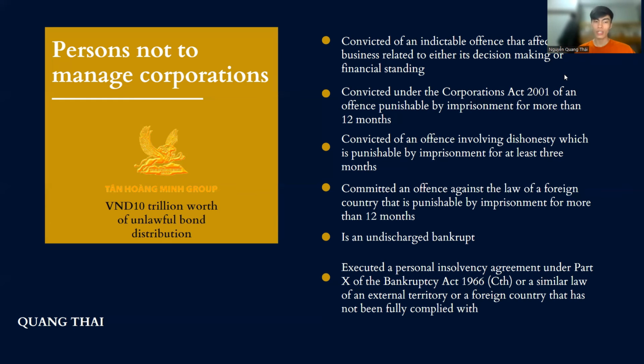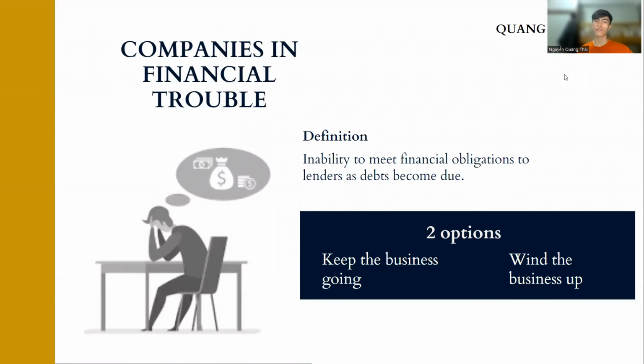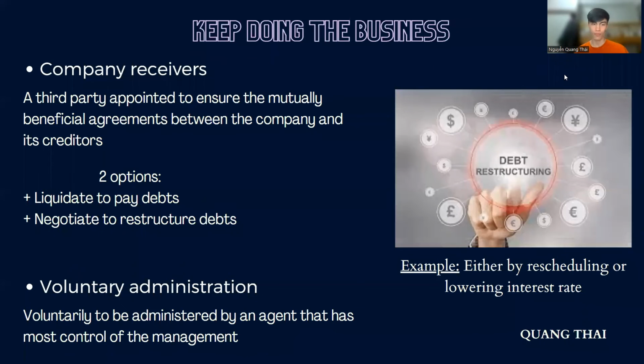And next, we're gonna talk about companies in financial trouble, which are companies that do not have the ability to meet financial obligations to lenders as debts become due. And there are 2 options for them when this happens. Number 1 is keep the business going, and number 2, wind the business up. So let's talk about the first one, which is to keep the business going.